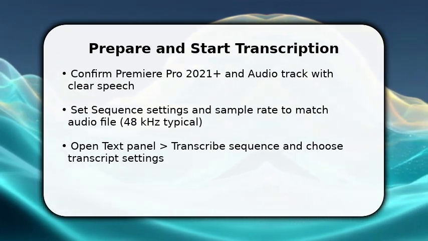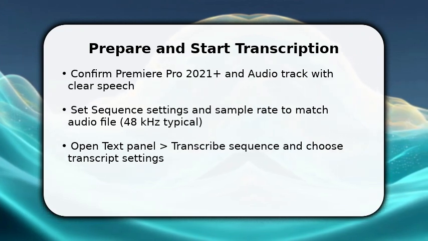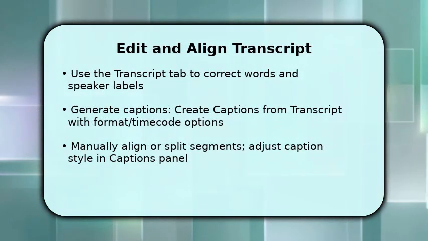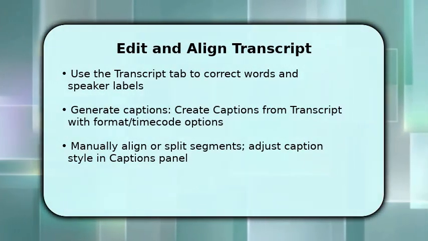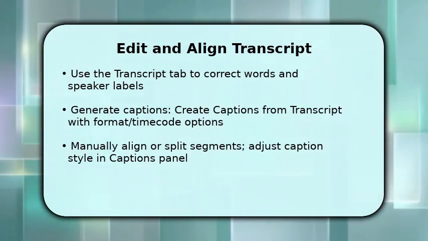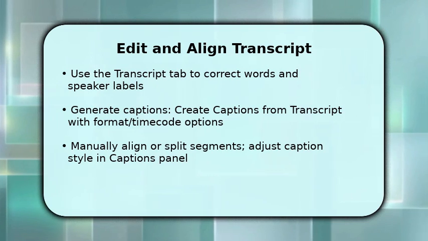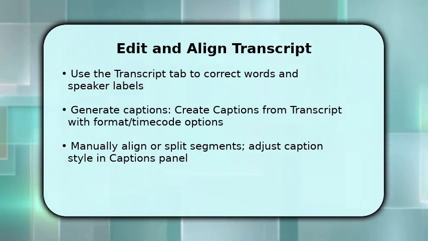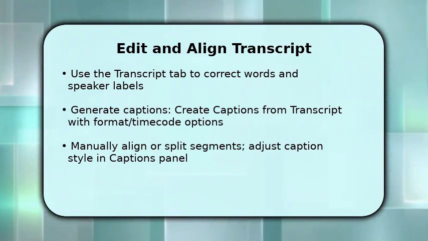You're starting the automated pass now, so make sure background noise is minimal and files are proxied if large to speed. Once the transcript appears, you'll proofread and fix misheard words directly in the Transcript tab. Click a phrase to play its audio for verification. If speakers are misassigned, relabel them so captions read naturally.